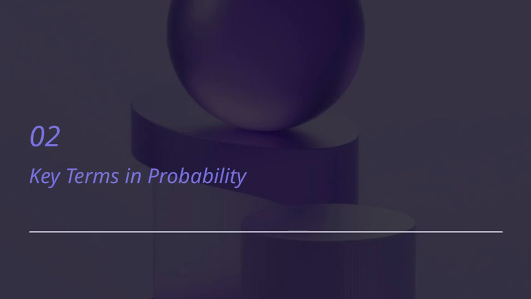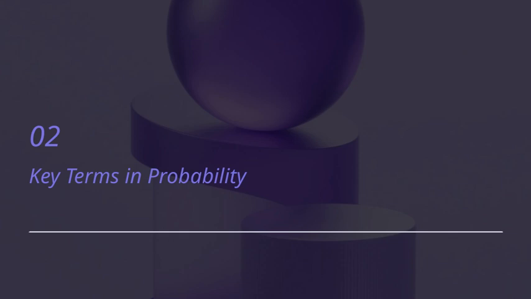Let's take a closer look at some key terms in probability that are essential for understanding the concepts we'll be exploring today. First, the idea of a probability itself is a measure of how likely an event is to happen, ranging from 0, meaning it can't happen, to 1, meaning it's certain to happen. This helps us quantify uncertainty in a clear way.